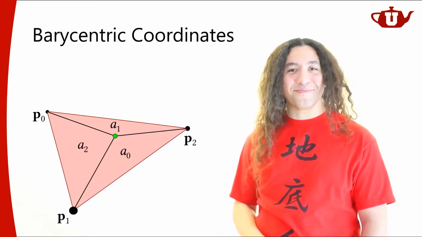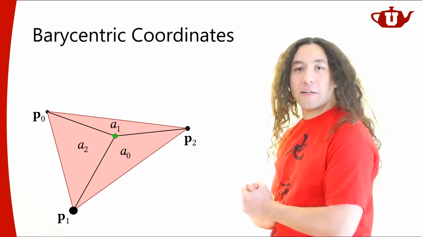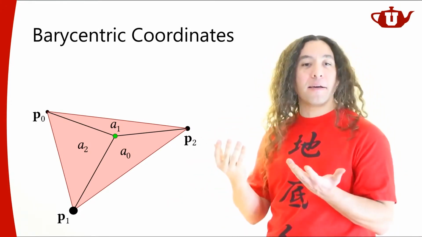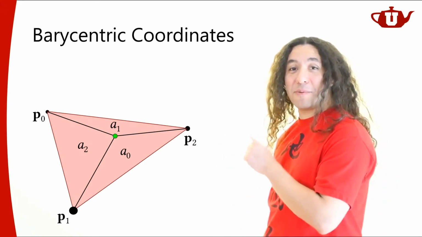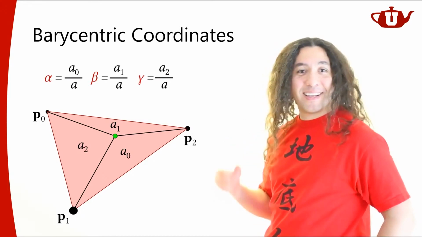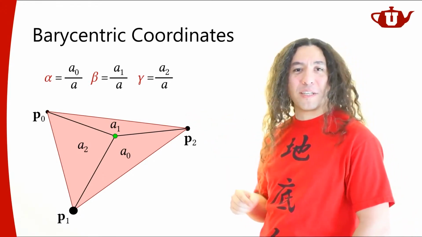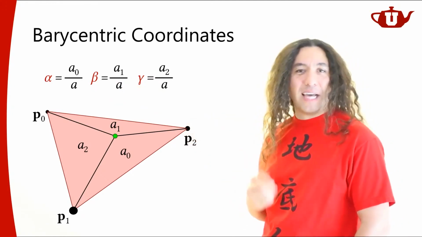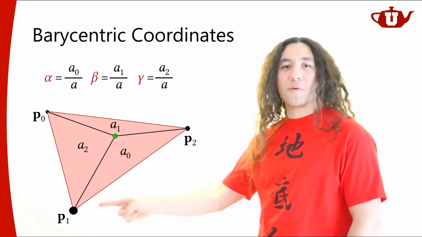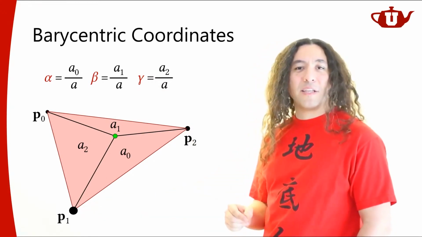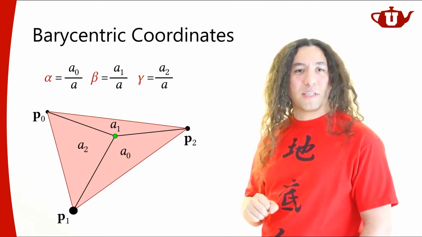So A1 is going to be the area of this triangle, and A2 is going to be the area of the remaining triangle. Now, if the total area of this triangle is, let's say, A, then my barycentric coordinates can be written as these. A0 over A is going to be the barycentric coordinate of P0. That's going to be alpha. And A1 over A is going to be the barycentric coordinate of this point. And A2 over A is going to be the barycentric coordinate for this vertex.